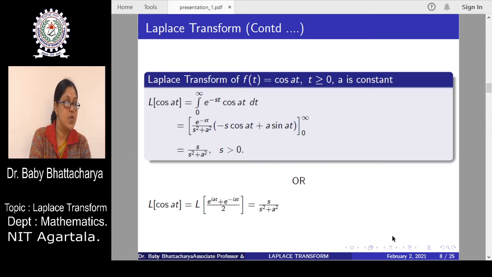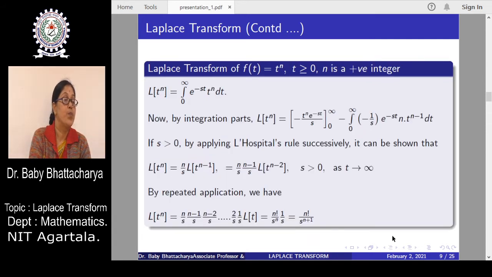So that also we are considering, and the function we are considering in general is f(t) = t^n for all t greater than or equal to 0, where n is a positive integer. Now we have to find the Laplace transformation of t^n. We apply the definition here.